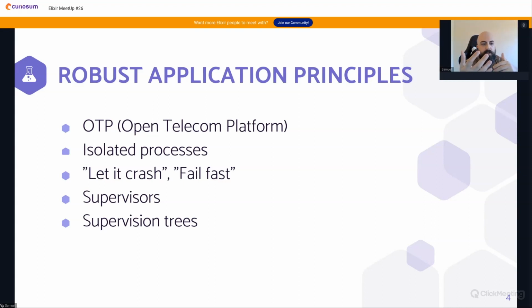And here is where the supervisors and the supervision trees come in. A supervisor is also a process, but it's a process that's responsible for supervising and managing the whole life cycle of other processes: how they will start up, how they will shut down, and if something happens, be it expected or unexpected, how we will restart those processes. This is crucial for making resilient applications.